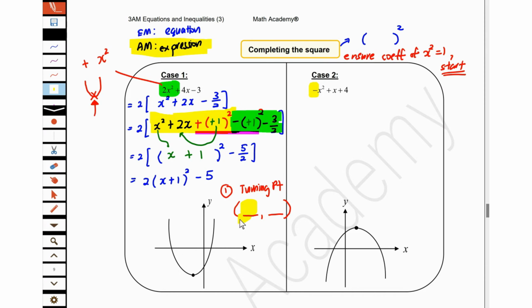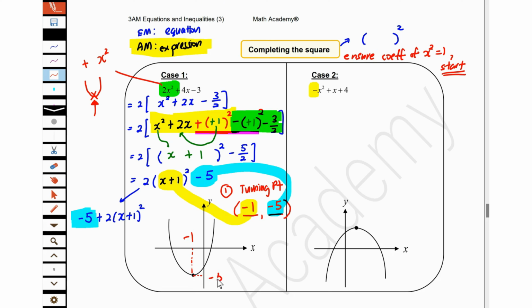Your x value shall always come from solving the bracket here. You let x plus 1 equals 0. So x shall be negative 1. There you shall get your x coordinate of the turning point. The y coordinate of the turning point shall always come from the constant that is outside of the perfect square. Now, sometimes you may realize that they may change the order of writing, which is okay. The constant is what you will see as the y coordinate of the turning point. So it will still be negative 5. I'm going to position these two numbers on the graph itself. I have pre-drawn this for you.